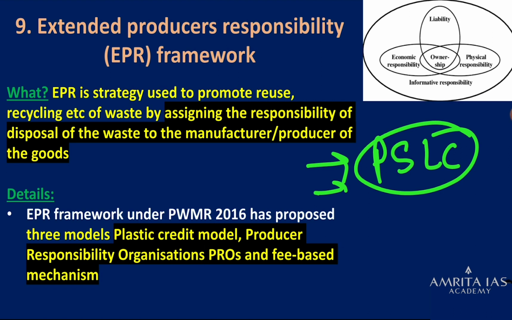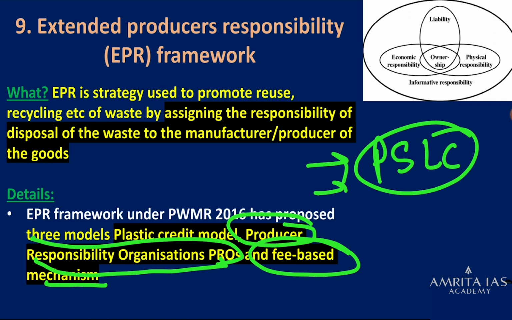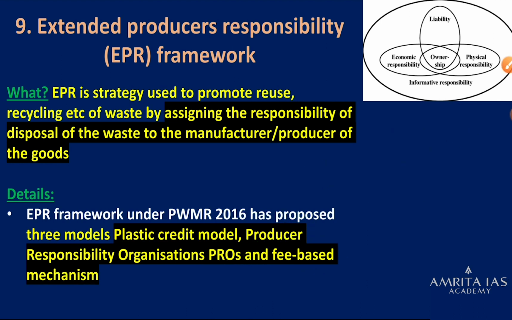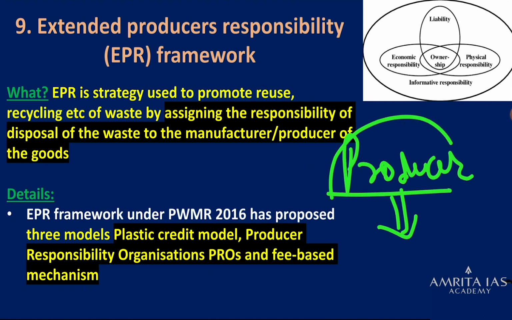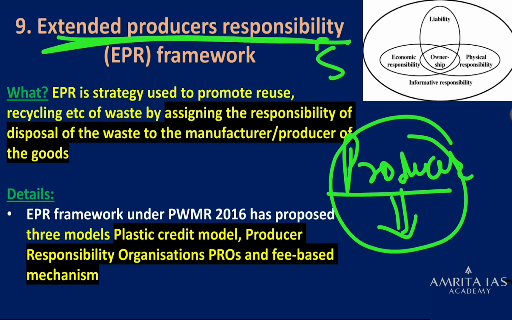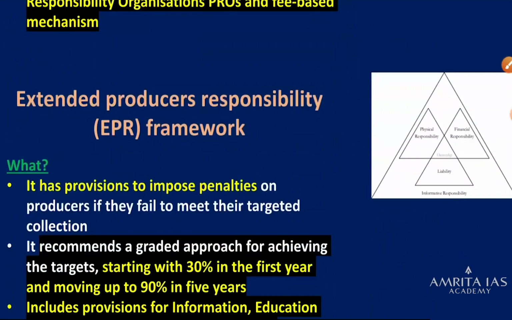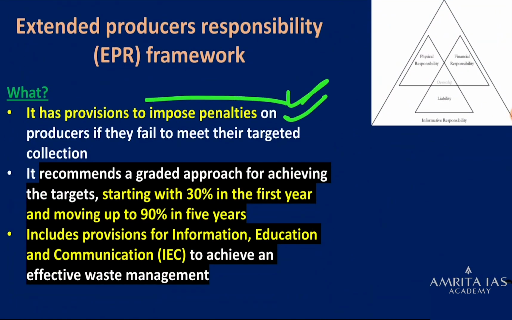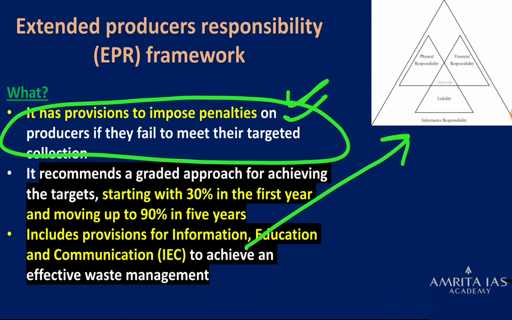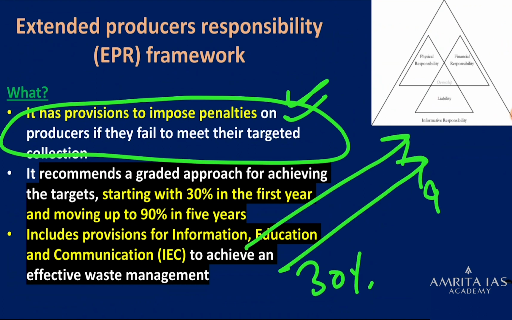Next is the producer responsibility organization, PROs. Those will be set up to take these things up for recycling. Third is the fee based mechanism. That means some other party will do the waste management, but these producers have to pay a certain fee for recycling as well, for the operations. That is the idea. It has a provision to impose a penalty on the producer if they fail to meet the targets. Gradually, from 30% to 90%, they have to achieve the targets. For example, of the products that they are manufacturing, 90% of the recycling they have to do.